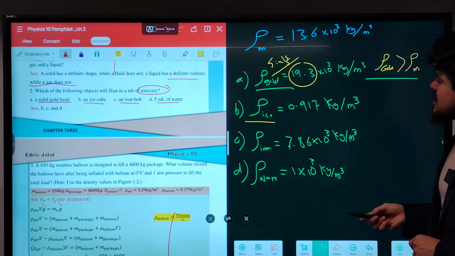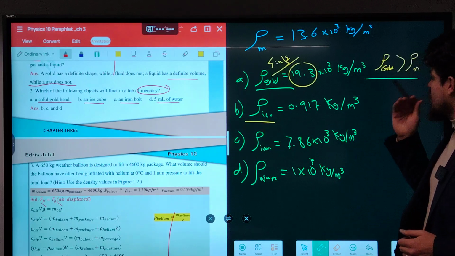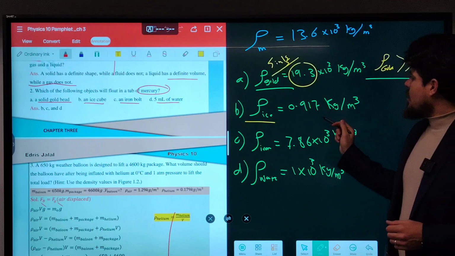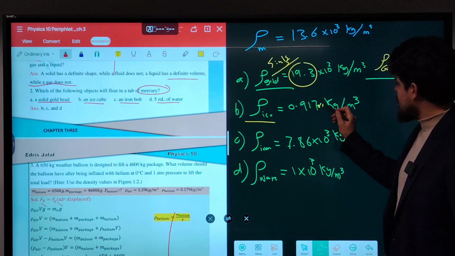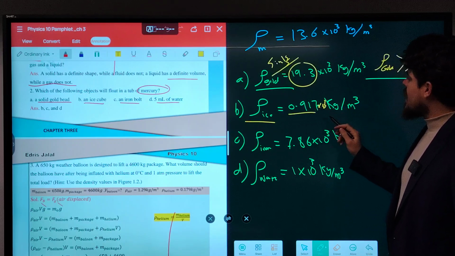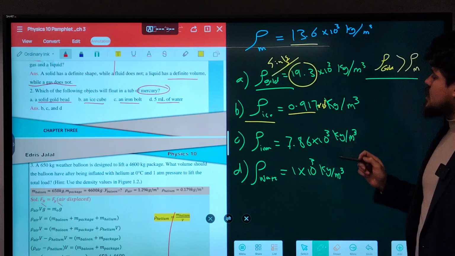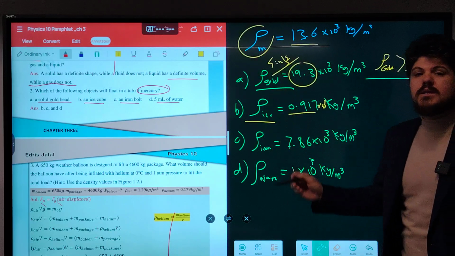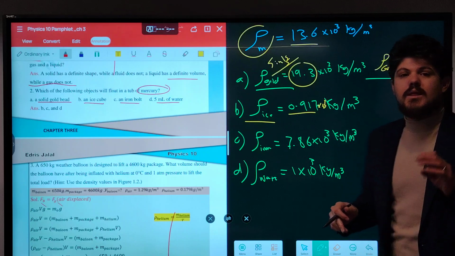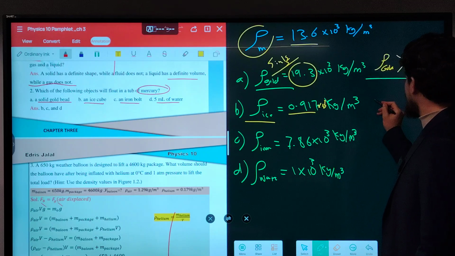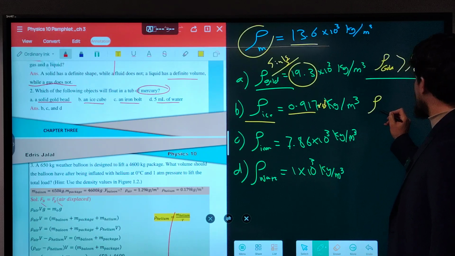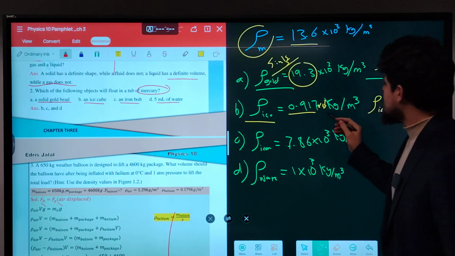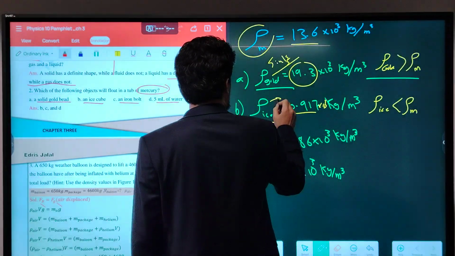The second substance is the ice cube. Which one is bigger, 0.917 times 10 power 3 or 13.6 times 10 power 3? The density of mercury is more than the density of ice. So that is why the ice floats, because the density of ice is less than the density of mercury.